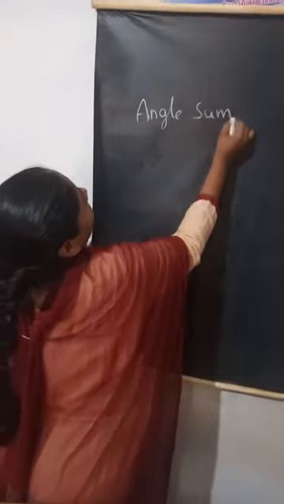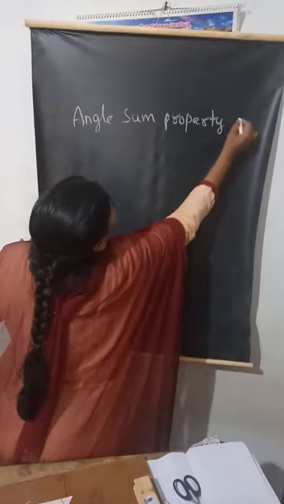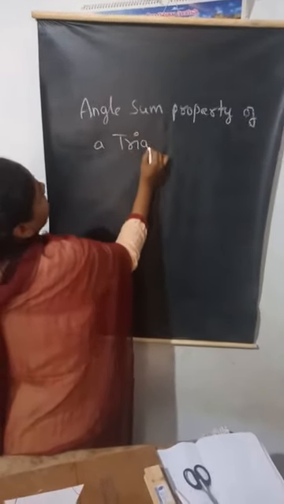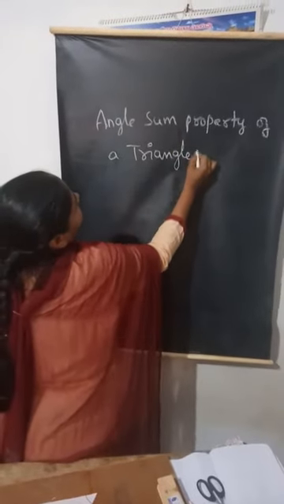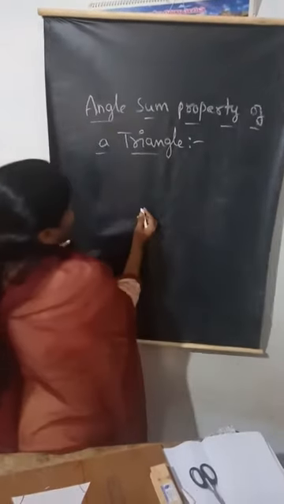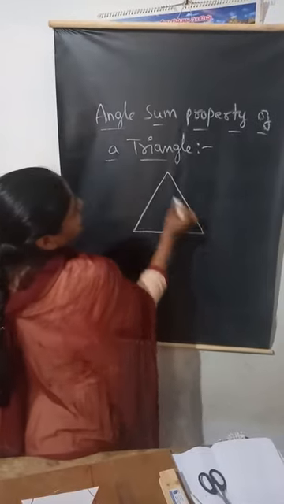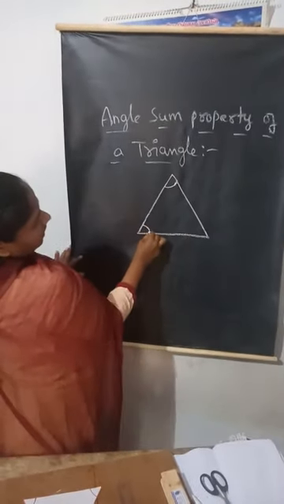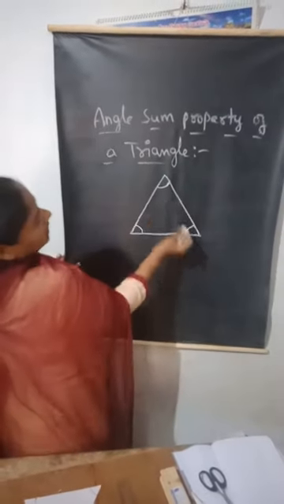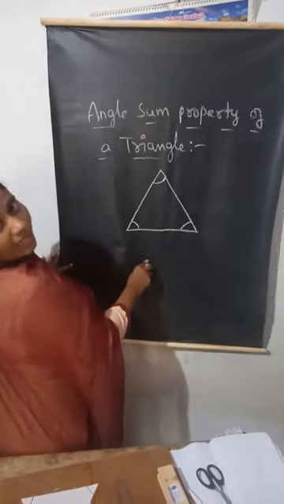Angle sum property of a triangle. This is one triangle. This is one angle, this is another angle, this is another angle. How many angles are here? Three angles. The sum of all three angles of a triangle is 180 degrees.